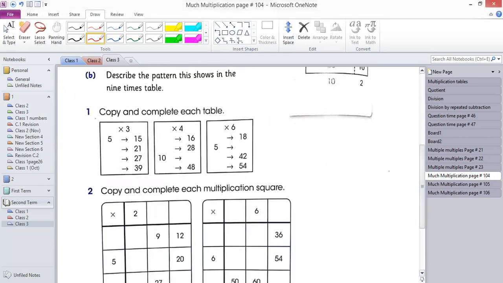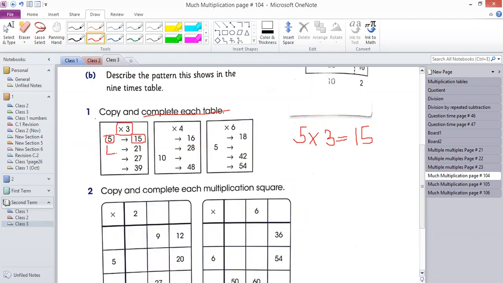On page number 104, guys, there are some tables. Copy and complete each table. So we are going to complete these tables, guys. Look here, there is one number multiplied by another number, and this is the answer. It is the same like it. I can write it here. This is 5. When you multiply 5 by 3, you will get 15. Okay.